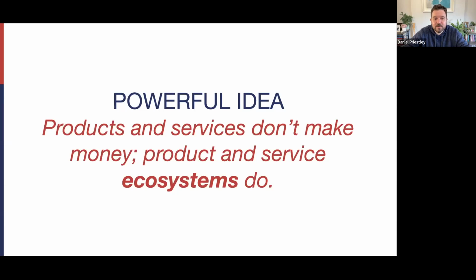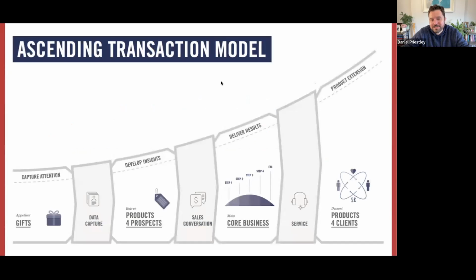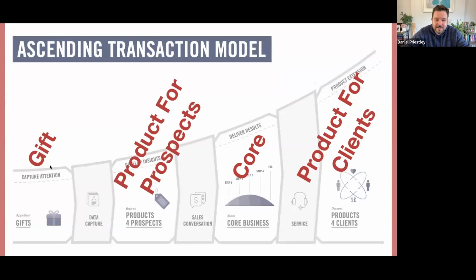So for example, what we need to do is create something called an ascending transaction model. And it's going to have 4 products and services in there. It's going to have a gift that you can give away for free, a product for prospects, which is how people are going to engage with you, a core offering, and then a product for clients.